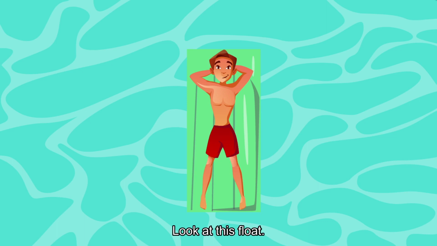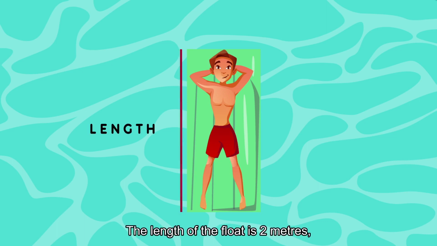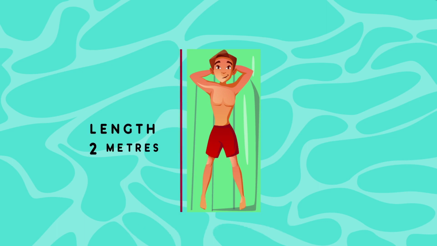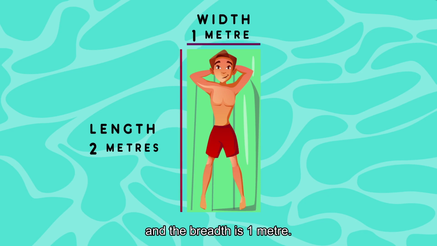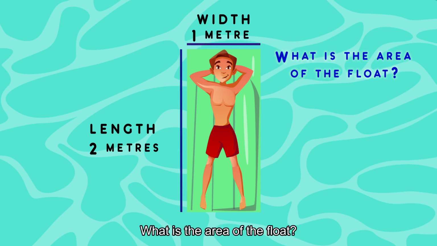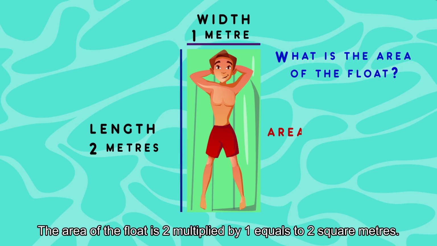Look at this float. The length of the float is 2 meters, and the breadth is 1 meter. What is the area of the float? The area of the float is 2 multiplied by 1 equals 2 square meters.